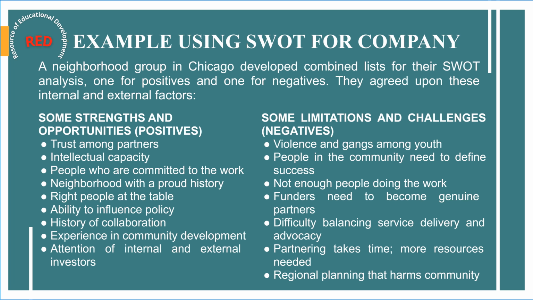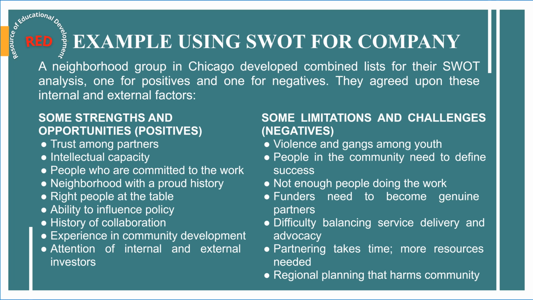Strength and opportunity: experience in community development, attention of internal and external investors, neighborhood with a proud history. Weakness and limitation: funders need to become genuine partners, violence and gangs among youth. Based on these facts, they devised an economic development strategy: to create a community revolving loan fund to support startup of small businesses.